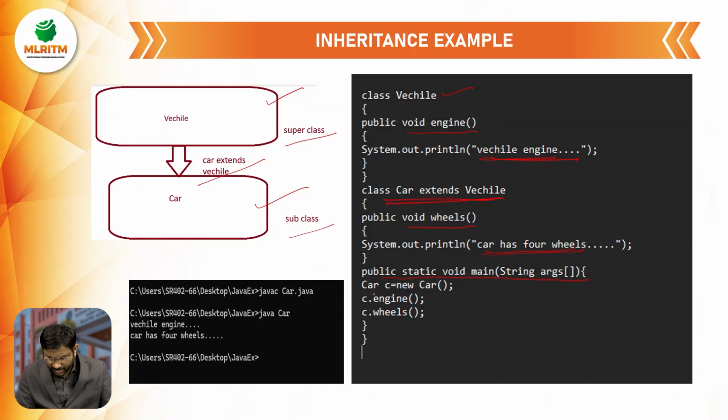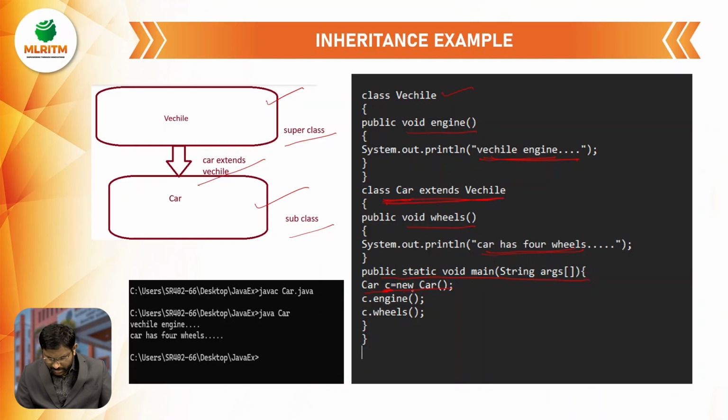Here I have created one object: Car c = new Car. Here, what is Car? It is the child class name. So in "Car c", the small c is nothing but a reference variable. Whatever object we are creating here, that object name is nothing but this c.